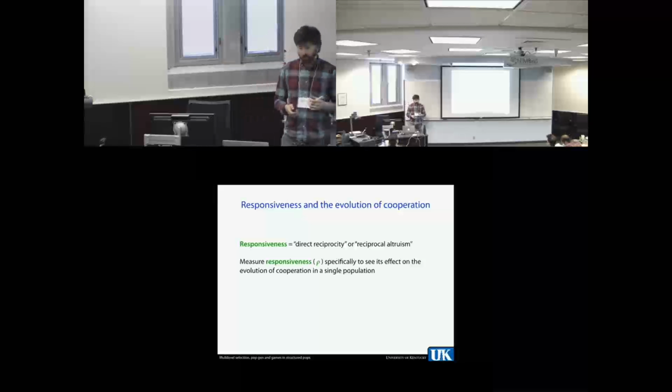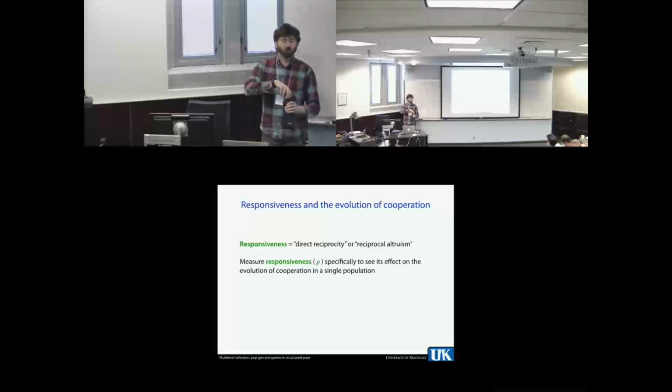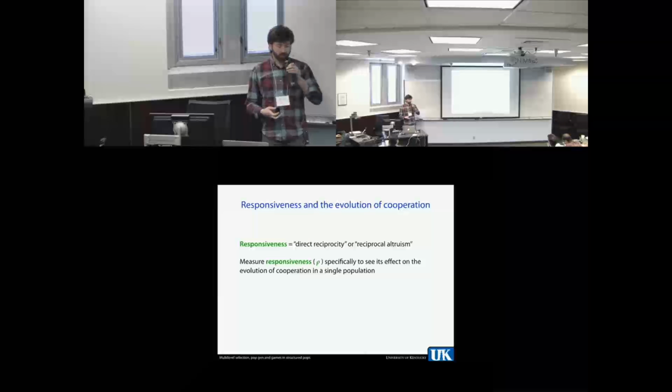So what we're going to do is set up an index for this responsiveness, and we'll just call it rho, to see its effect on cooperation in a single population. We can then later take that and put it into the context of population structure.